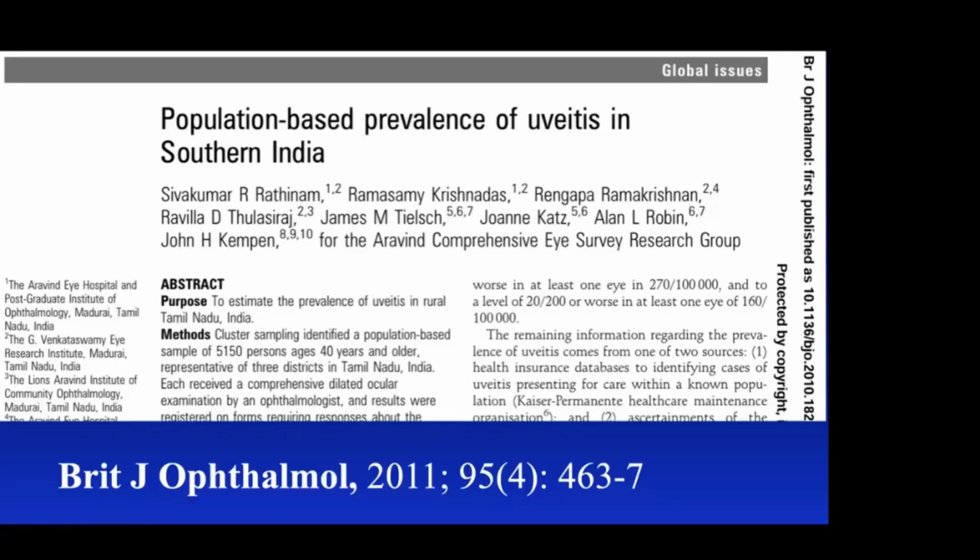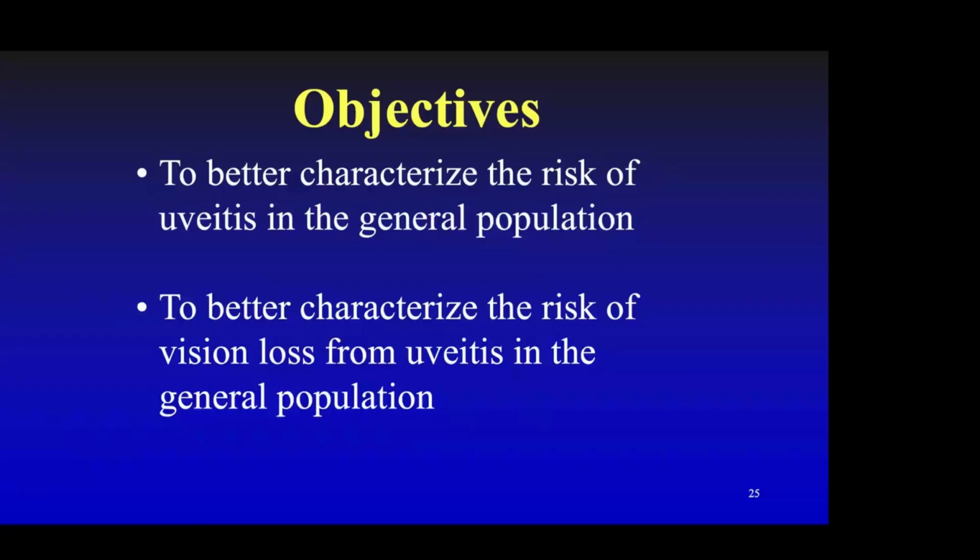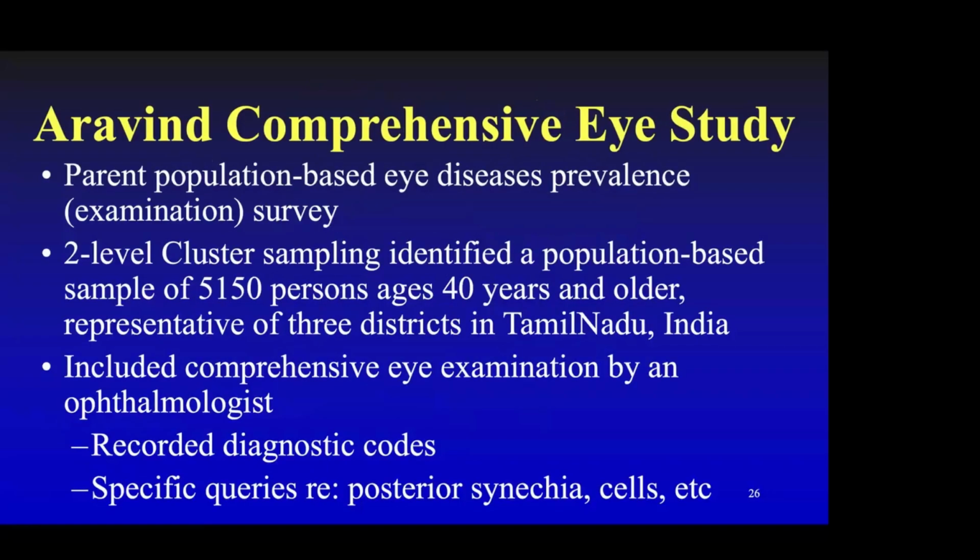So this is the study I was involved in. This is something we did post facto after this Aravind Comprehensive Eye Survey was done. The goal was to better characterize the risk of uveitis in the general population and of vision loss. And the parent study was already complete.